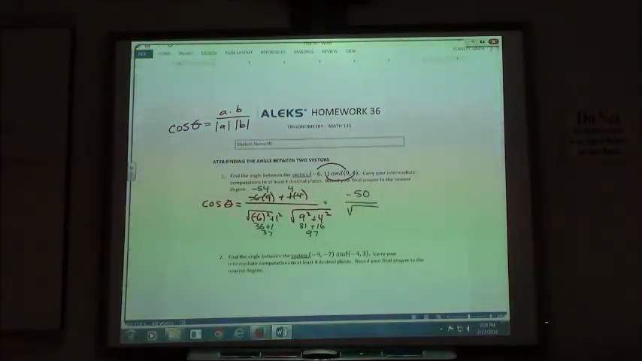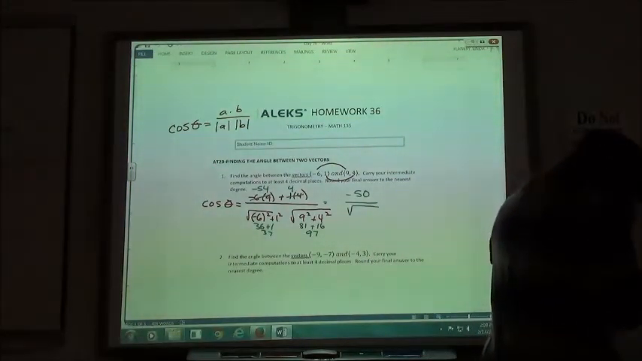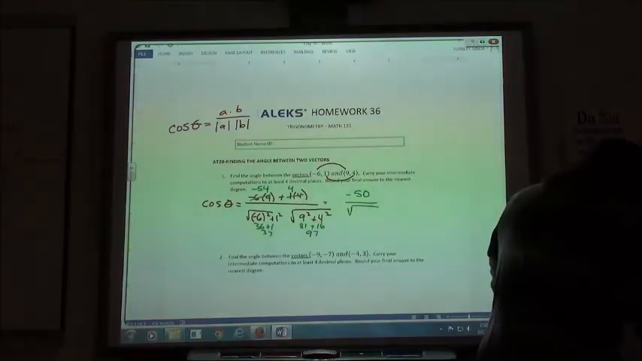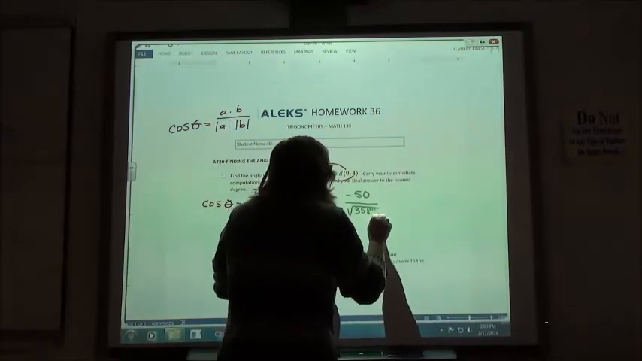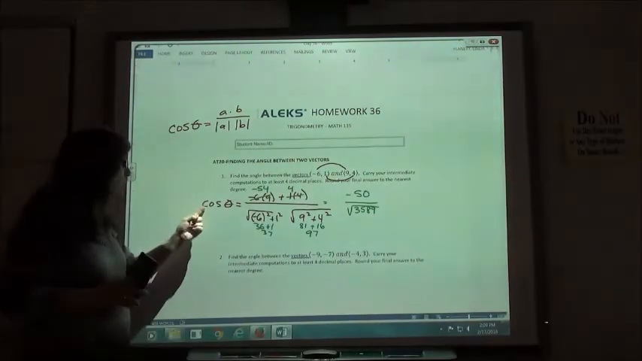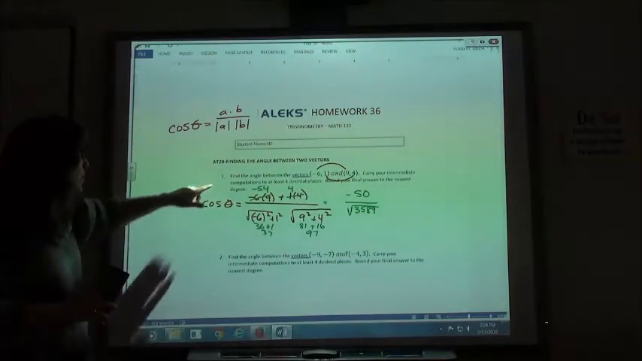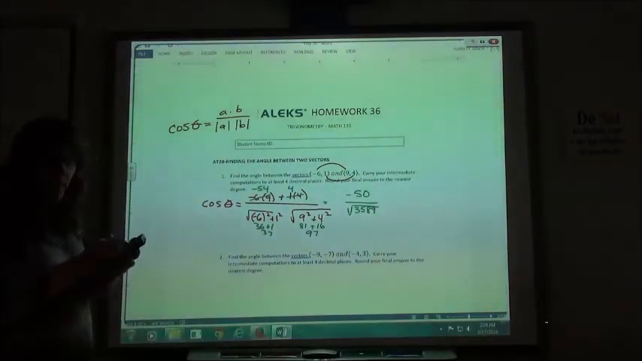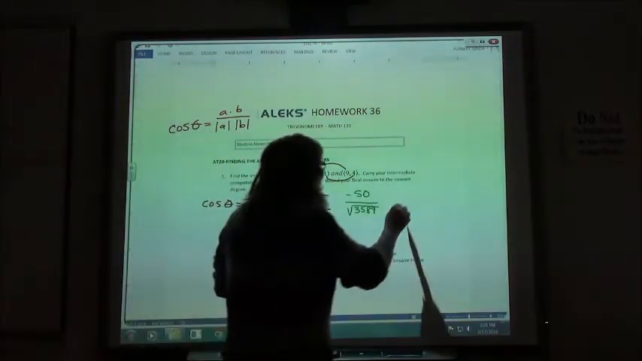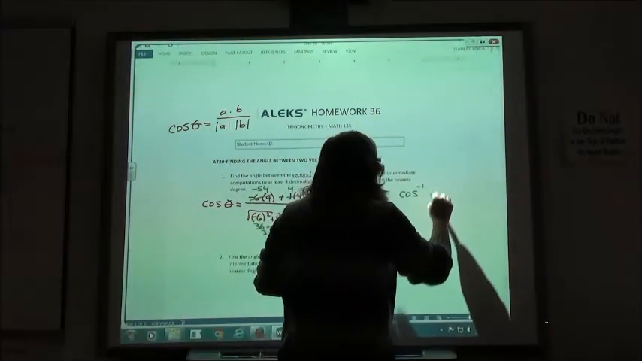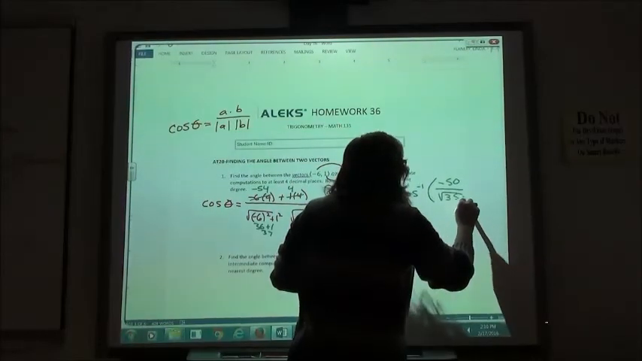So if I multiply 37 times 97, I get 3,589. Now the cosine of theta is equal to this. In order to find our angle, which we're doing to the nearest degree, so make sure your calculator is in degree mode, we are going to do the inverse cosine of -50 over the square root of 3,589.